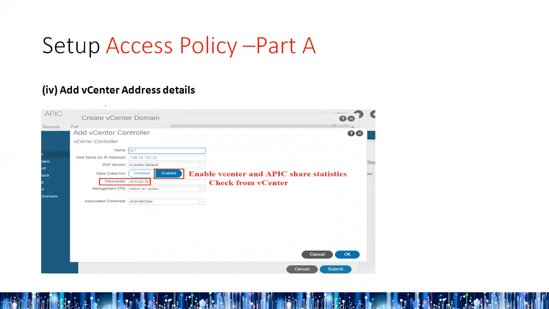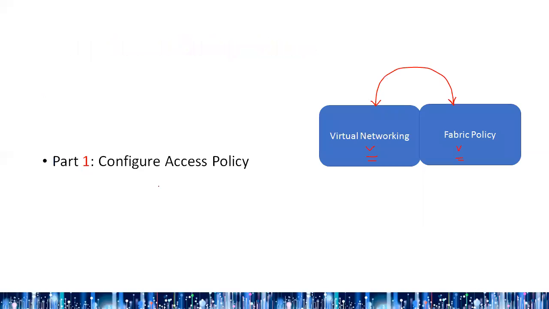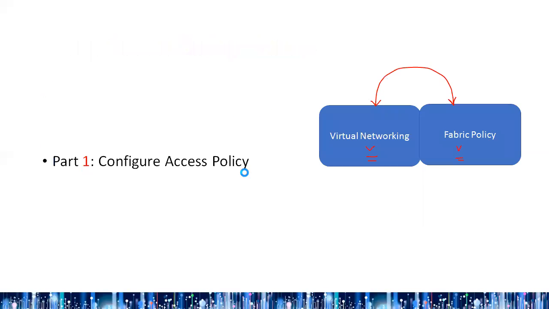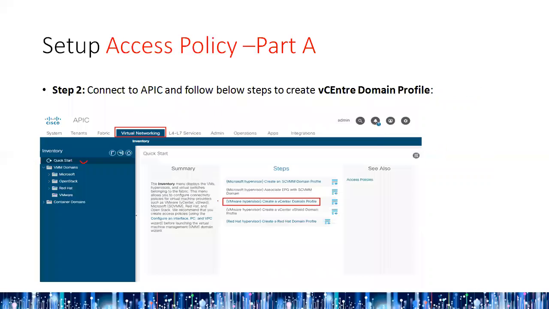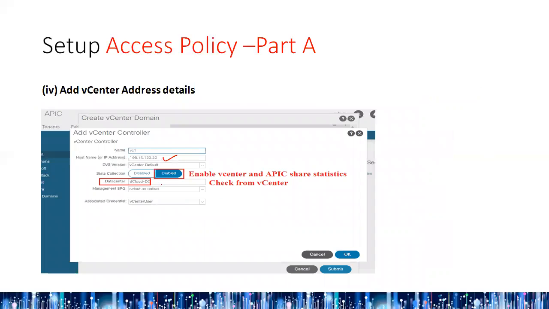And finally, we need to add the IP address of the vSphere client. If you remember the topology, 198.133.30 and data center name dcloud-dc. So if we go back to my network diagram, 133.30, and as I said previously, you need to ensure that you remember or copy down the domain name, because it will come in handy when you configure it. And as I said, here we are. So we need to provide that configuration over here.